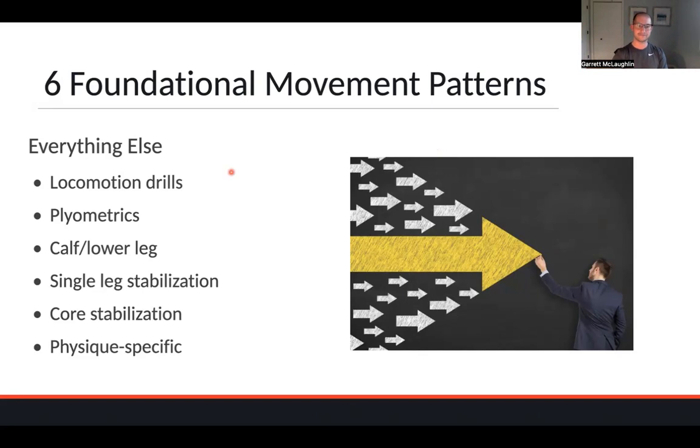Single leg stability, since running is a single leg activity, single leg stability is important. You want to make sure you have good balance and good control as you're bounding and landing, pushing off from one leg to the next.